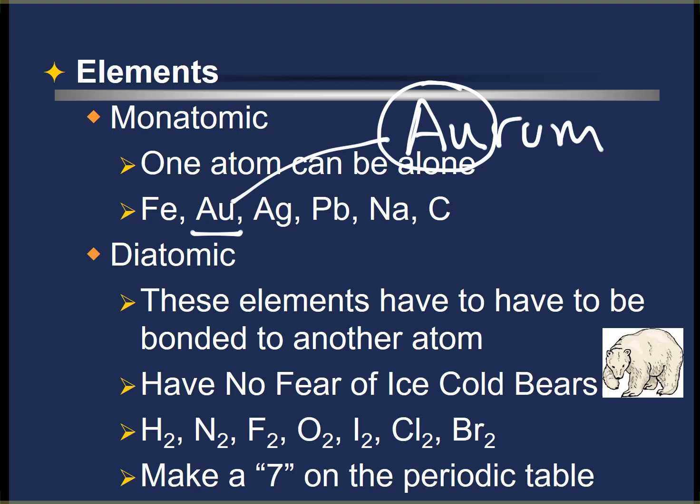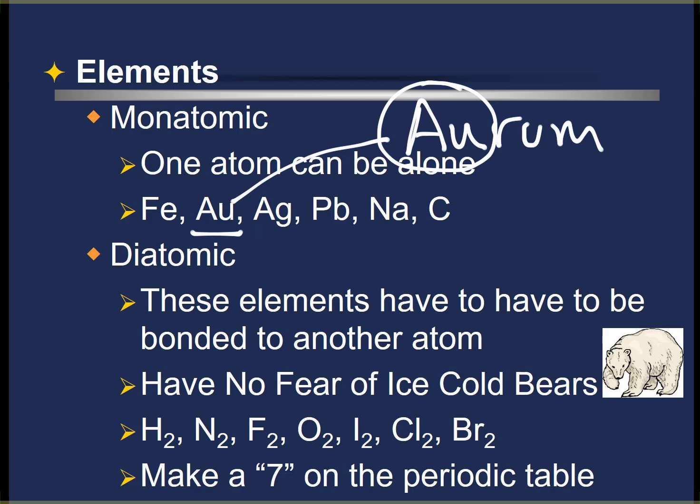Now, diatomic elements, these are elements that have their atoms bonded to another atom. So it can be bonded to the same atom. In other words, I could have 2 hydrogen atoms bonded together, or it can be bonded to a different element. In that case, it would be called a compound. But these atoms, because of the nature of the element, need to have a buddy.